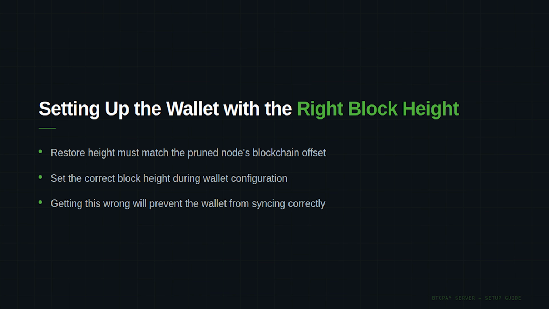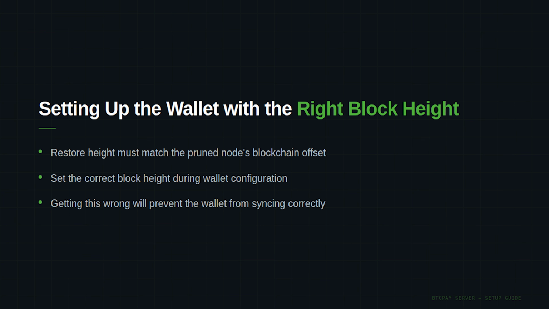Now you want to set up a wallet with the right block height. Do not enable the wallet until the synchronization has completed. The block height should be the current block height or the block height of a newly created wallet. First, get access to the wallet you want to use. It's best to use a new wallet, only for BTCPay Server.